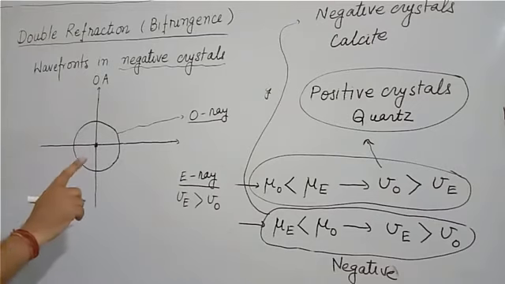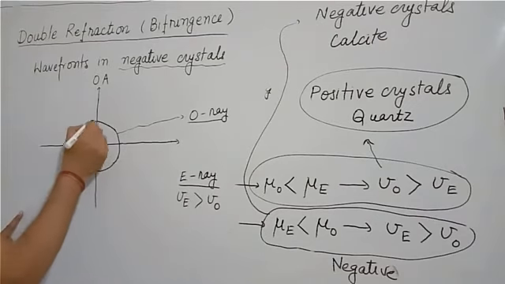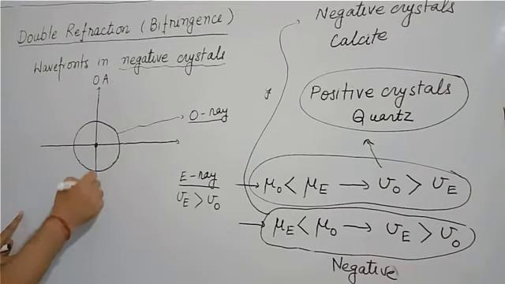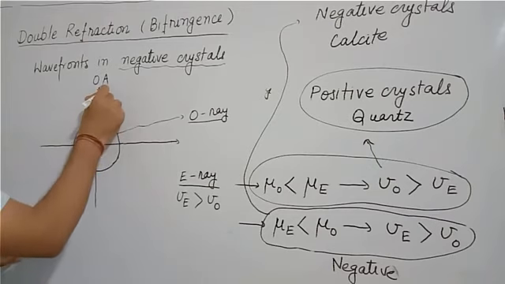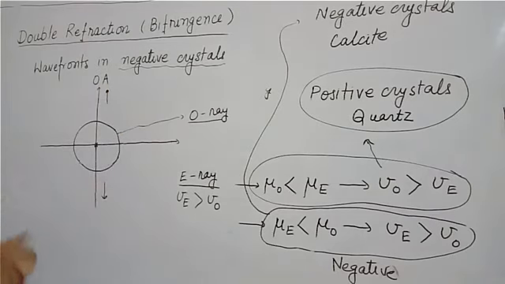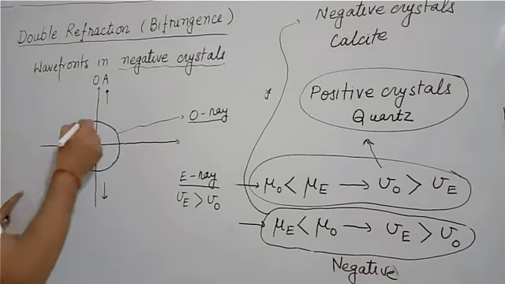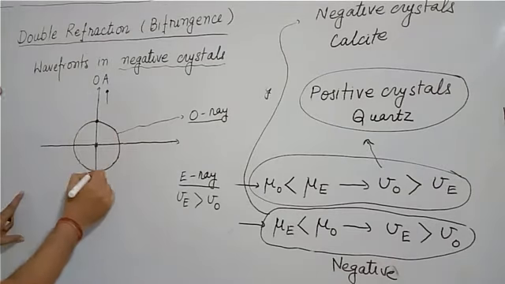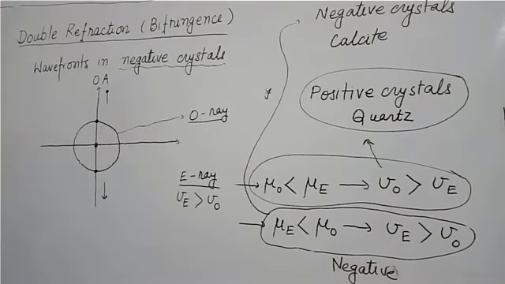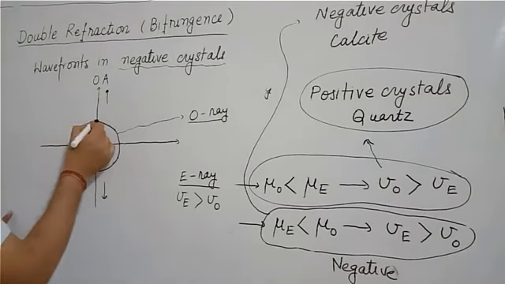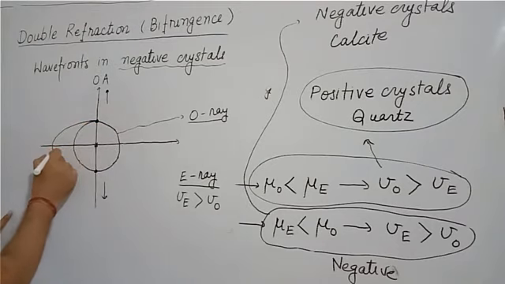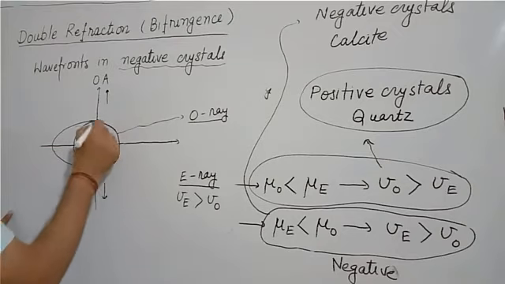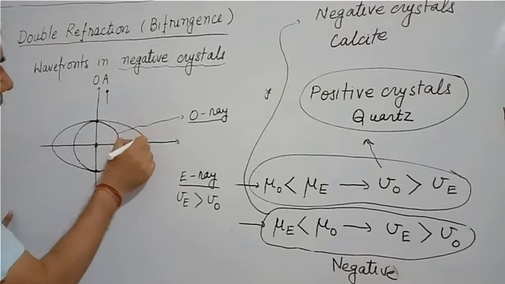travel with the same speed along the optic axis. So in the direction of optic axis, they will travel equal distances in equal time, because their speeds are same in this direction, either in this direction or in this direction. Their speeds will be same. So both these wavefronts will touch each other at this point. And in other directions, the wavefront corresponding to E ray will move ahead.